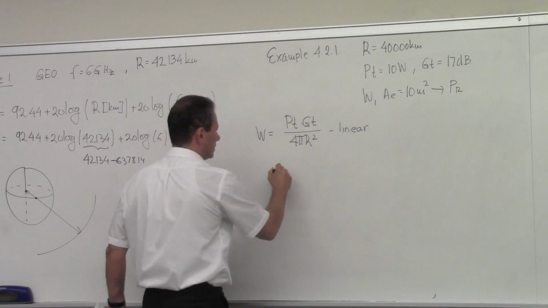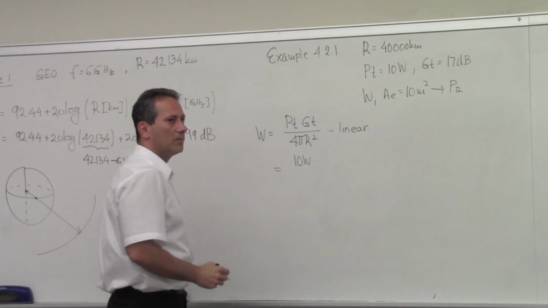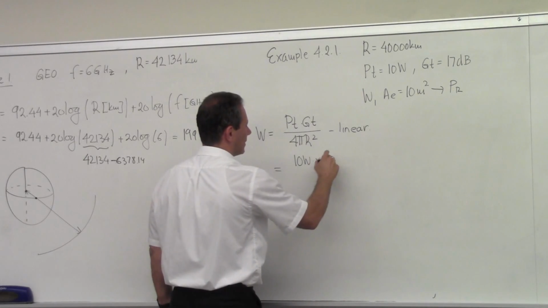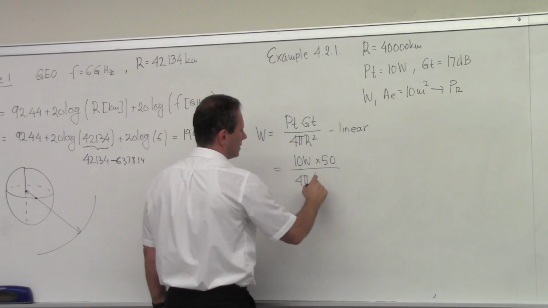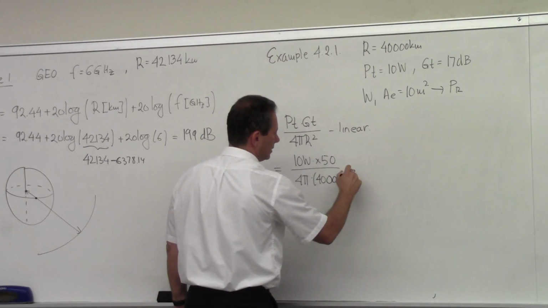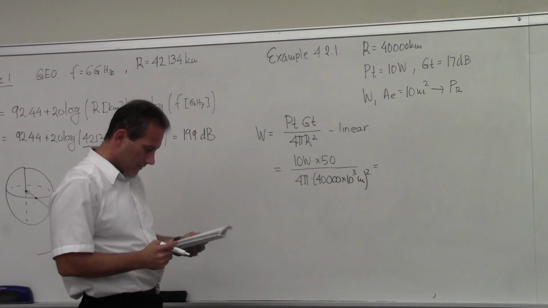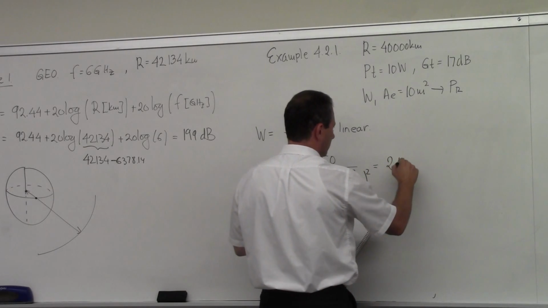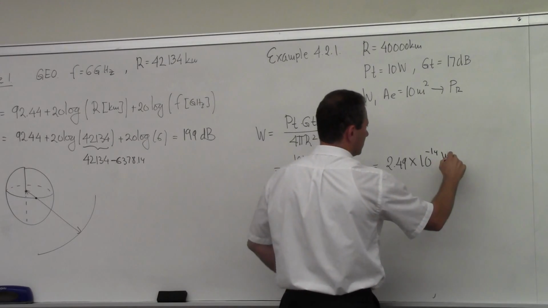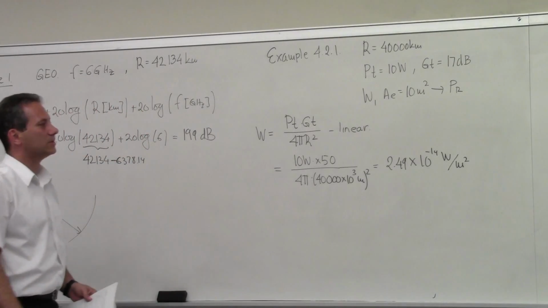So if we were to calculate this in the linear domain, transmit power is 10 watts, the gain is 17 dB. How much is 17 dB? 50. There you go. Times 50 divided by 4 pi times 40,000 times 10 to the 3 meters, and then the whole thing is squared. So this ends up being 2.49 times 10 to the minus 14 watts per meter squared. This is kind of the flux of the energy that impinges upon the surface of the Earth.